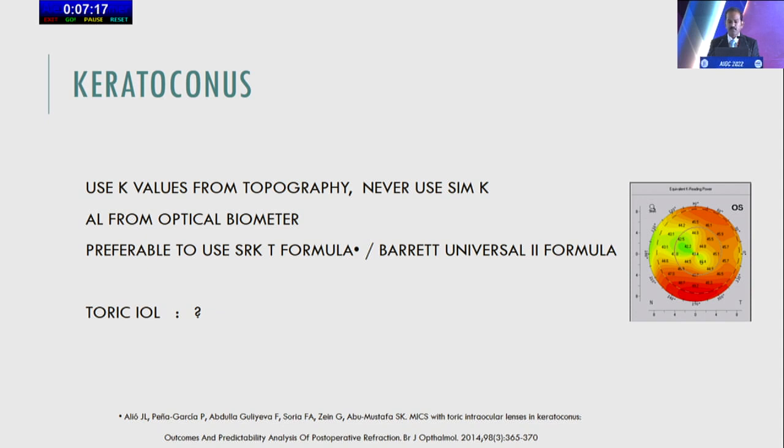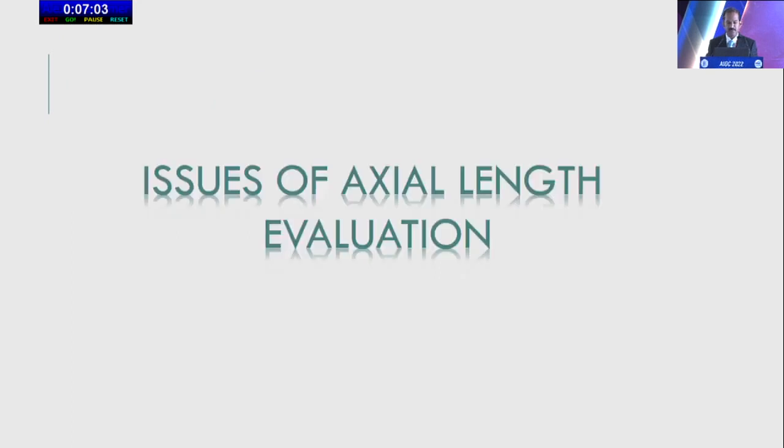Once you have the K and the axial length, for a mild to moderate keratoconus, it is better to use an SRK/T formula or a Barrett Universal II formula. For a severe keratoconus, the choice of IOL is definitely going to be very difficult. It has to be done on a case-by-case basis.